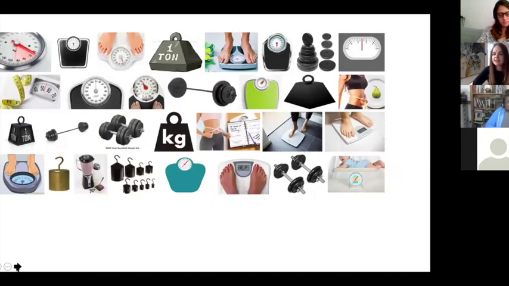Another one which is slightly different, again, Googling for images, and this one is weight.